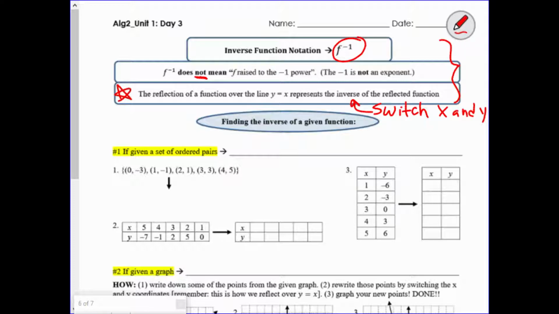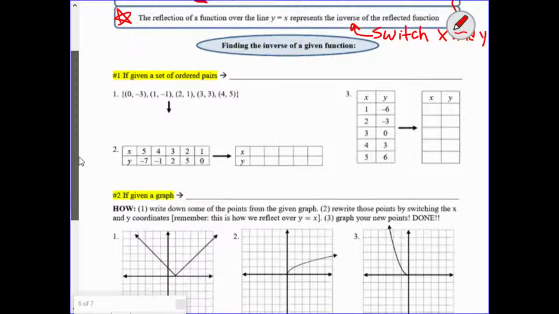When you reflect over y equals x, what that does is it takes the x and y values of your function and it inverts them. So that's our main concept that you're going to see happen over and over again as we go through this process. So let's start with the easiest one first. If you're given a set of ordered pairs, whether it's written like this or in a table, all you're going to do is switch the x and y values. That's all you have to do. It's very simple, very straightforward.